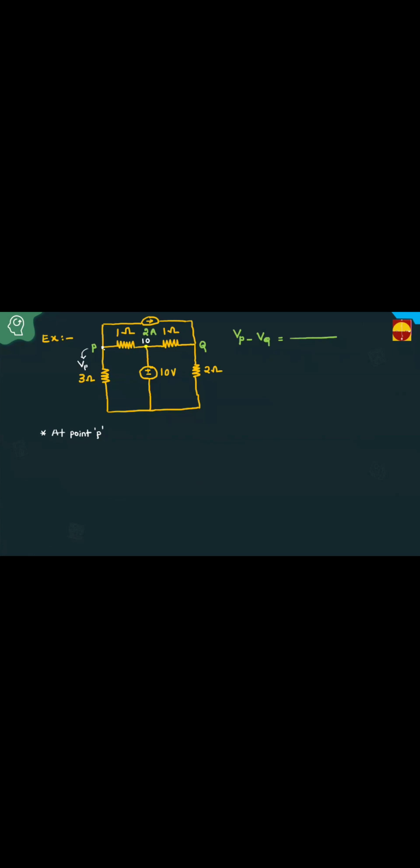Shall I write like this? You have to take this as the reference node. The reference node is zero potential. Vp minus 0. You have to find the currents. This is point P. This current of 2 amperes is leaving like this.